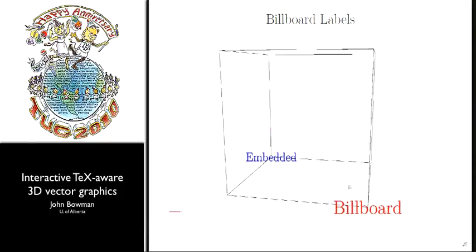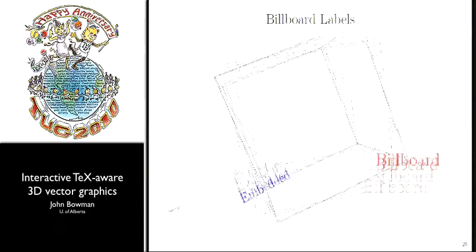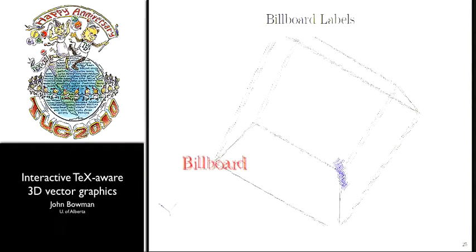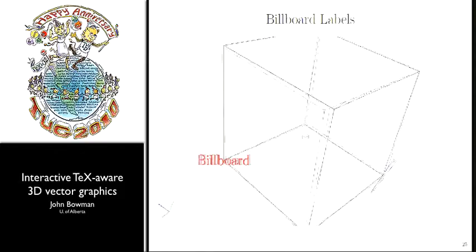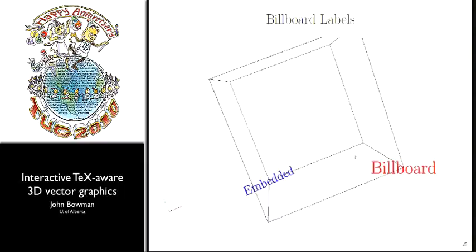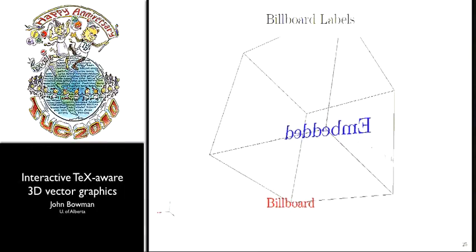So here's the difference between a billboard label and an embedded one. So I got a cube here. Look at that billboard label, compared to the embedded one. You see the problem: if you're going to draw a 3D graph, at some angles you can't see your labels anymore. Okay, so this is a very useful feature, having the billboard. It's an option. You can do anything you want.